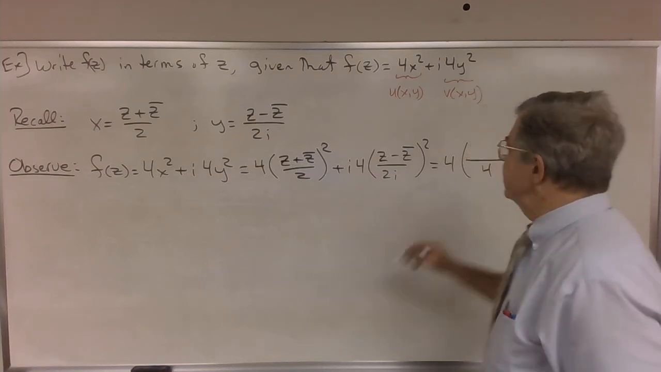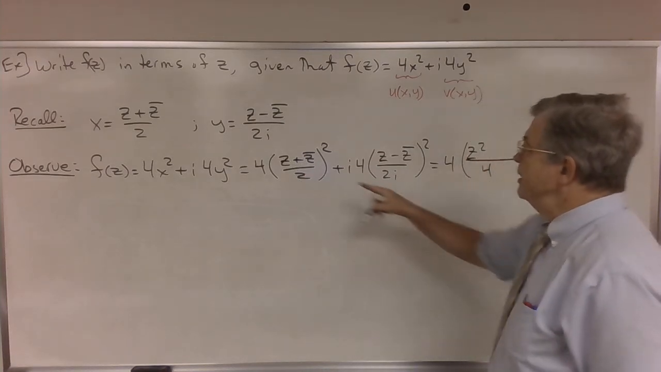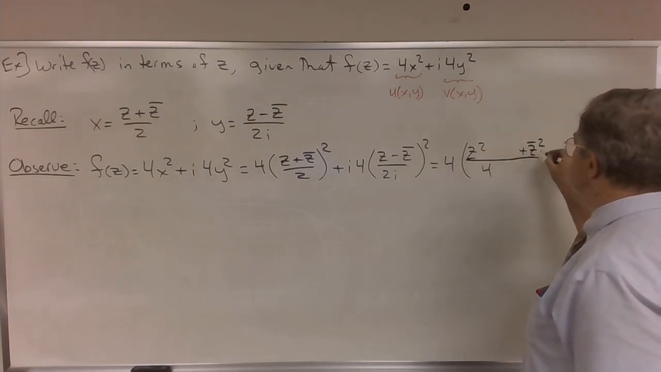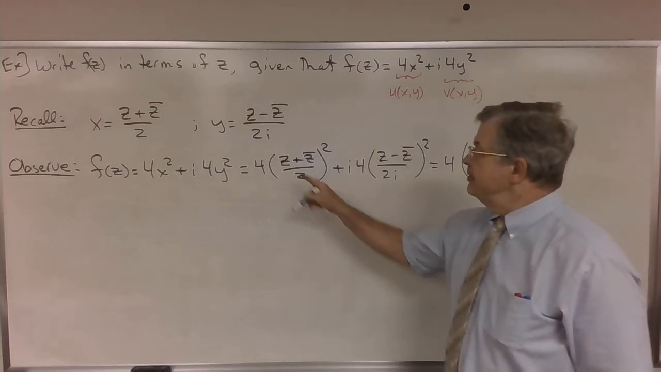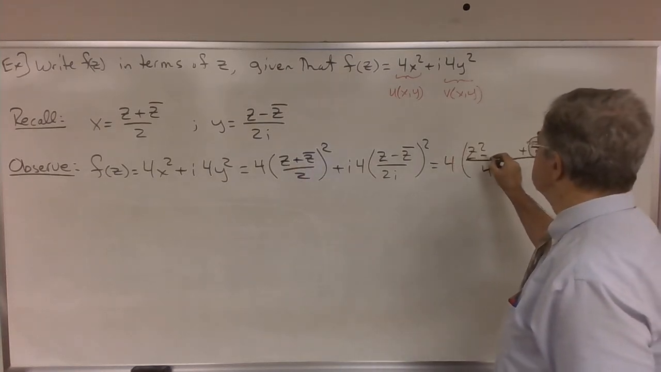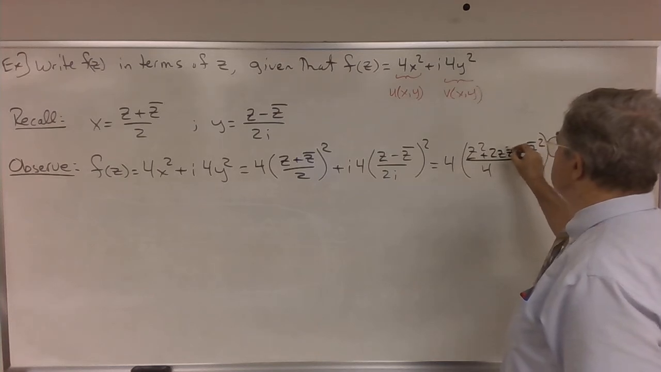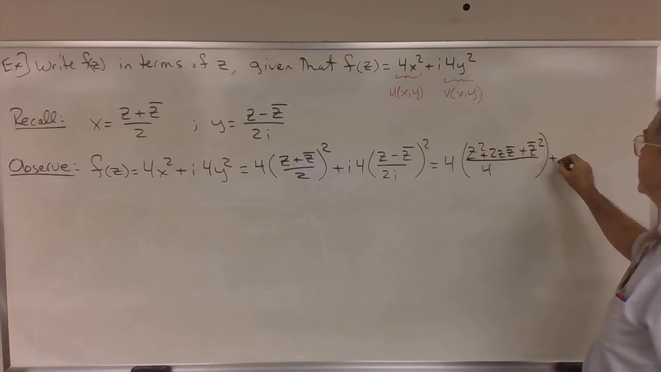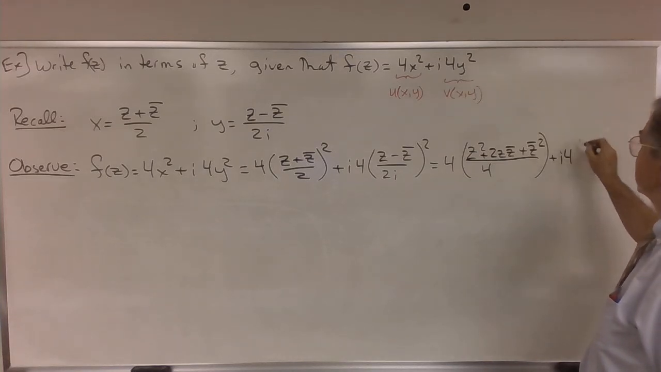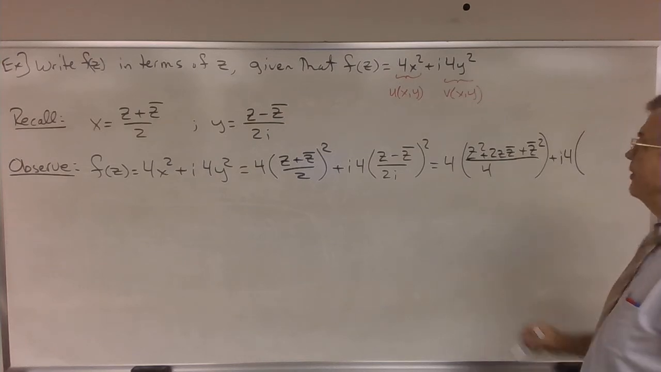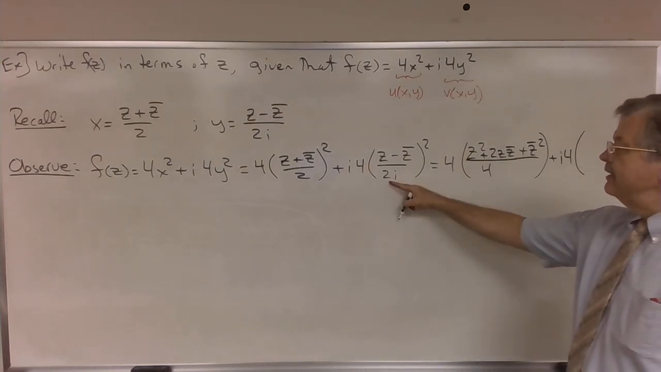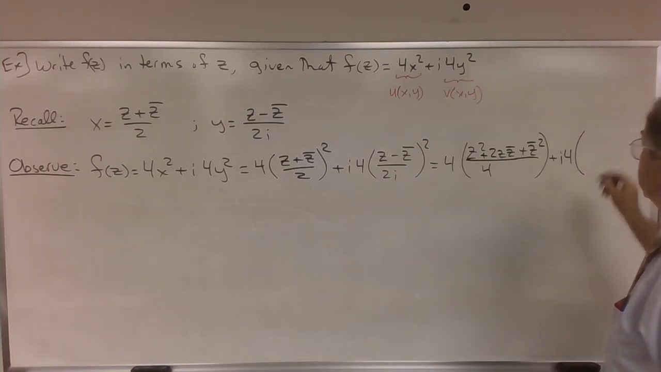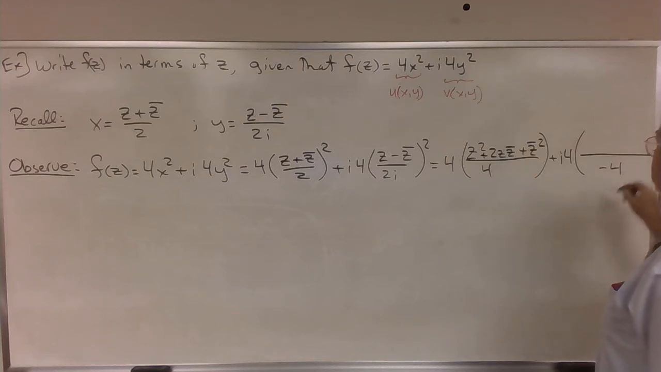And here we get the first thing squared, z squared, plus the second thing squared, plus 2 times the first times the second, 2z conjugate. And we have i times 4. And on the bottom we have 2i squared. i squared is negative 1. 2 squared is 4. So negative 4 on the bottom.